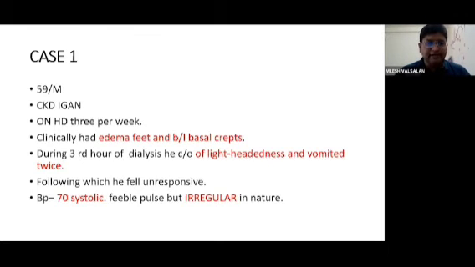So looking back at this case, look at the highlighted points. You have a patient who has edema of the feet and bilateral crepes, which indicates that the patient is in fluid overload. At the same time, you have symptoms of lightheadedness and vomiting with a systolic BP of 70. That shows that the patient has hypotension and the symptoms related to that. And now, one more piece of information along with that was that there is an irregular heartbeat. So it seems like this patient has some sort of rhythm abnormality, arrhythmia.